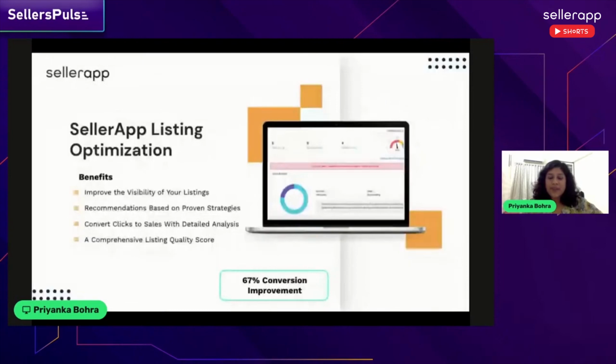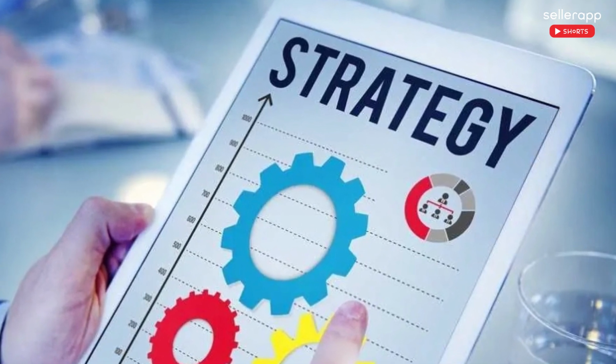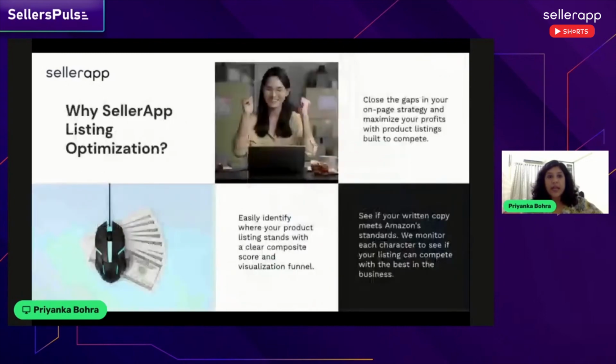Of course, I do want to talk about SellerApp listing optimization and some of the benefits that we offer to our users, and how we help you improve the visibility of your listings. We have actionable insights and recommendations that help you with proven strategies and convert clicks to sales with detailed analysis, along with a listing quality score that will determine whether your listing is appropriate or not, or if you want to make changes to it.